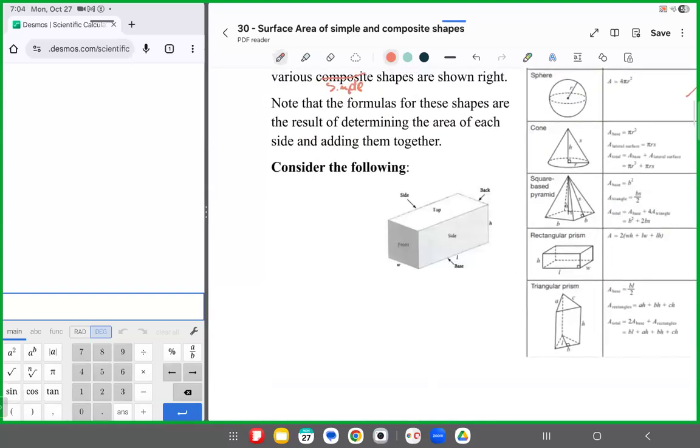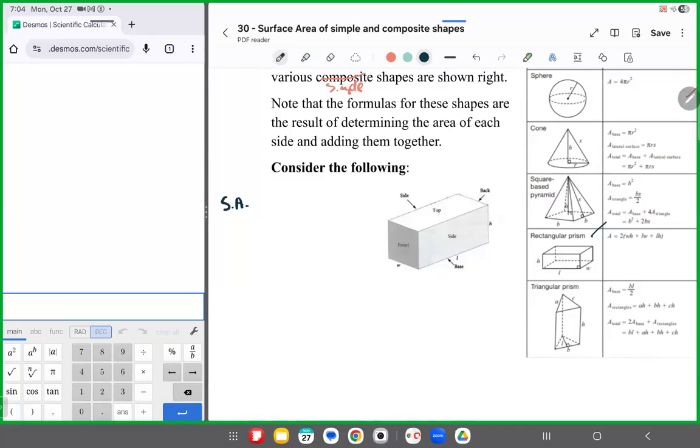Okay, so I want to look at one of these and try to determine where the surface area formula comes from. So let's have a look at the rectangular prism. It has as a formula, A is equal to 2 times WH plus LW plus LH. So where does this come from? If you have a look at this shape here, I've labeled the three corresponding sides W, L, and H. And so the surface area would be equal to the sum of the corresponding areas on the side, front, top, and so forth.